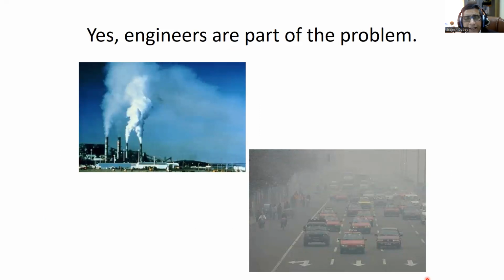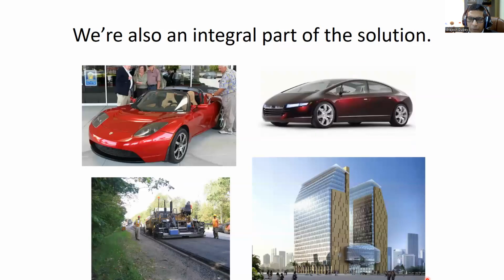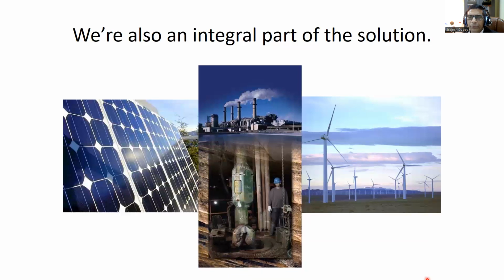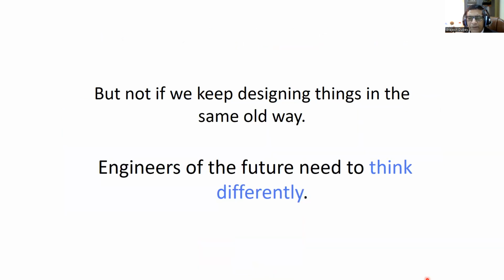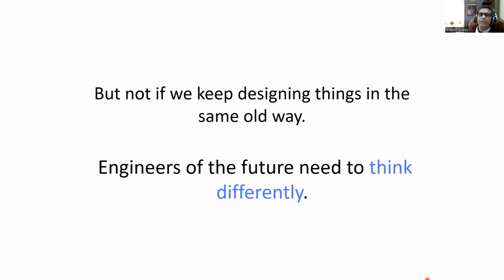So engineers have created this problem to some extent by providing all these different technologies, but with a lot of emissions factors, a lot of emissions coming out. But we are also part of the solution. We have to be part of the solution as well. We have to make sure the things are done properly. So whether it's an electric vehicle or having better ventilation, better insulation, better air conditioning, all those things are needed. So can we come up with these solutions? The answer is yes, but not if we keep designing things in the same way. So we have to think differently.